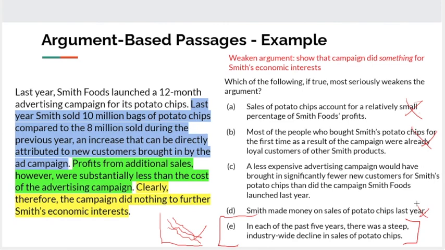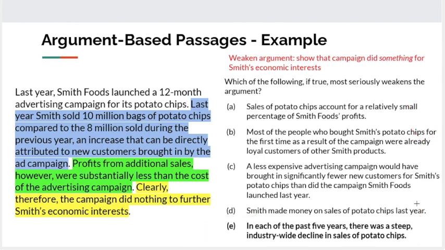And if we look back at C, a less expensive advertising campaign would have brought in fewer new customers. It's kind of like it doesn't really strengthen it or weaken it. They would have spent less money, they would have brought in fewer customers. Spend more money, bring in more customers. It's kind of hard to see exactly where the break-even point is in terms of that trade-off. So we could say there it doesn't really strengthen it or weaken it, whereas E does weaken it because, again, it shows that the company benefited from increased sales at a time when their competitors were struggling.